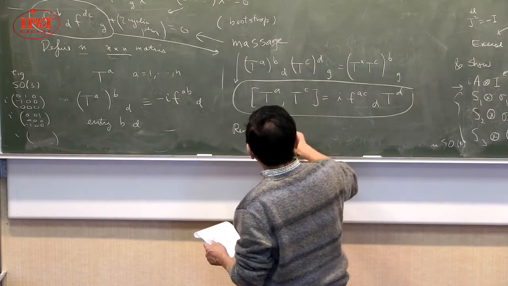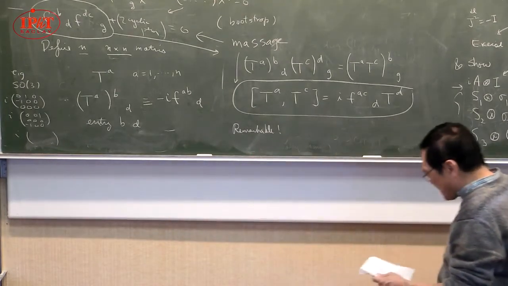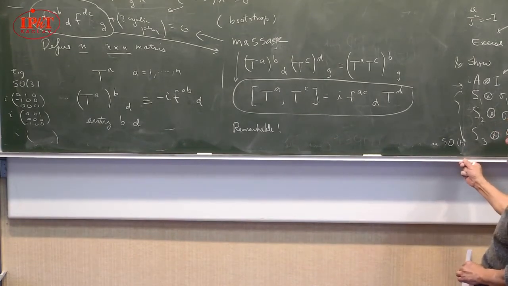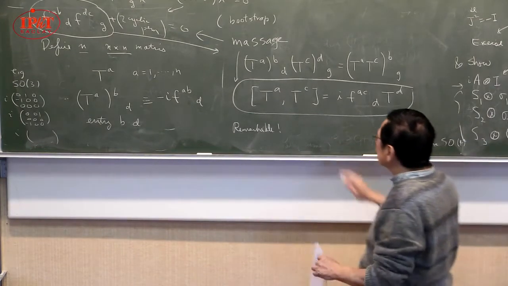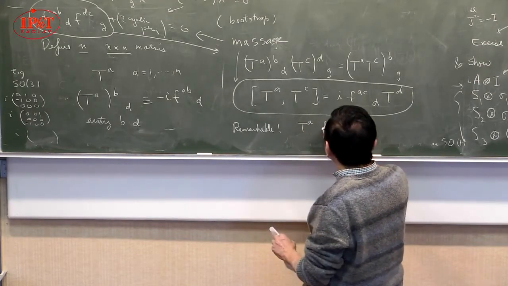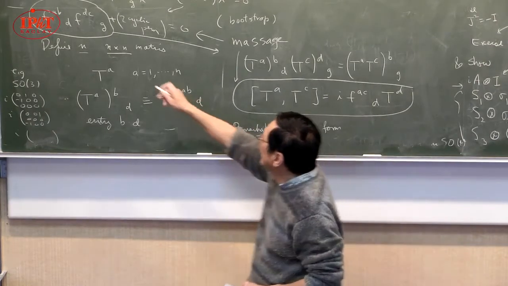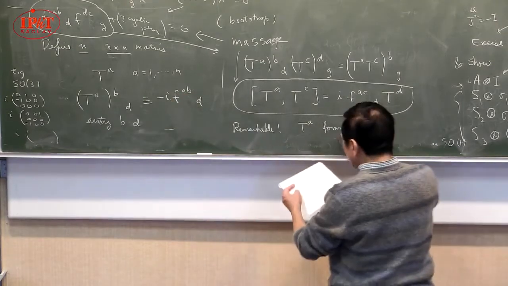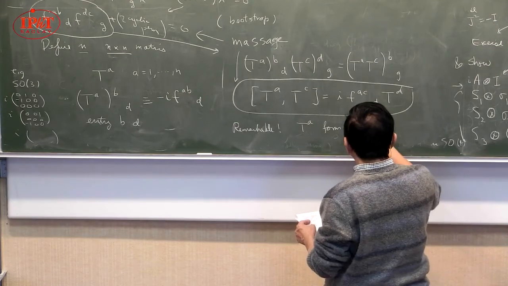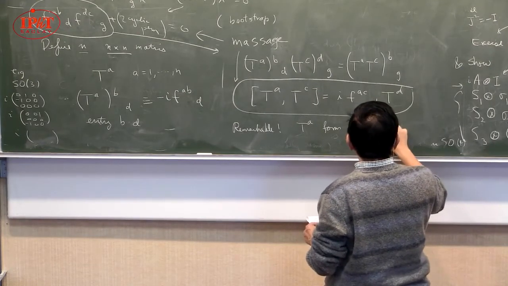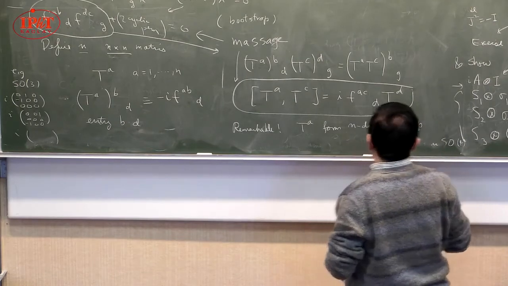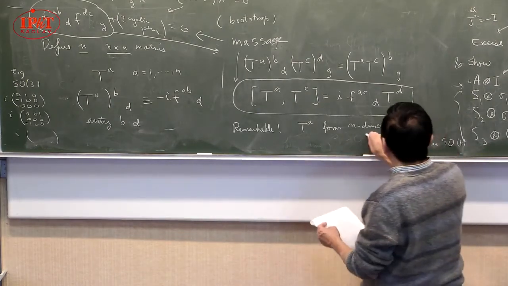I don't know who discovered this first. Again, I'm interested in history, but I know very little about the history of mathematics. So TA, these matrices, I said they're n by n matrices. Does TA form a representation? And in fact, it's an n-dimensional representation, right? The n generators, and each one of them represented by an n by n matrix of the algebra.